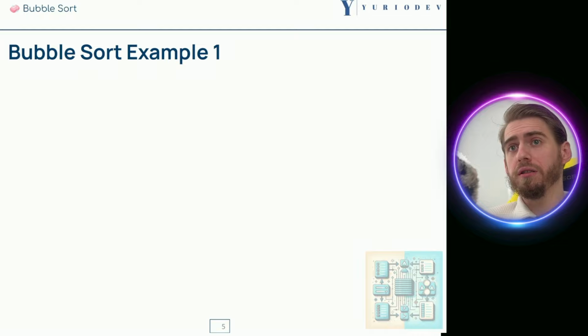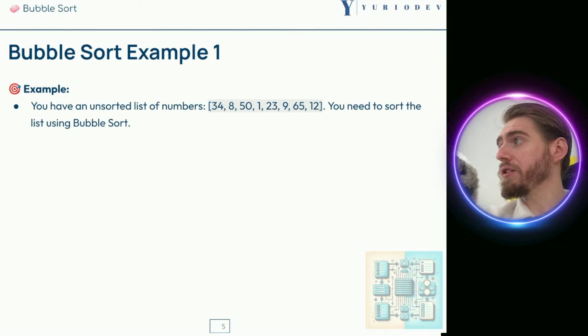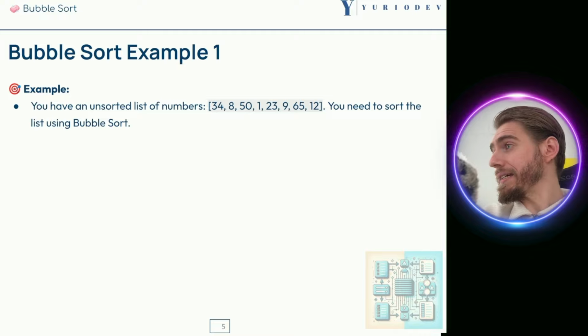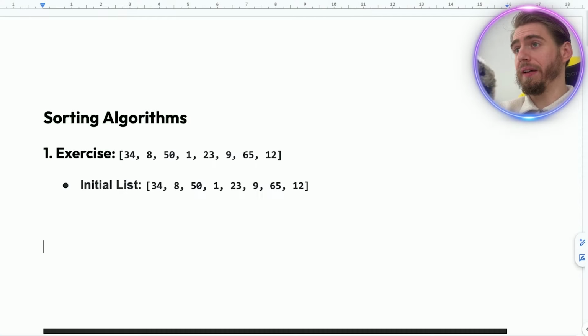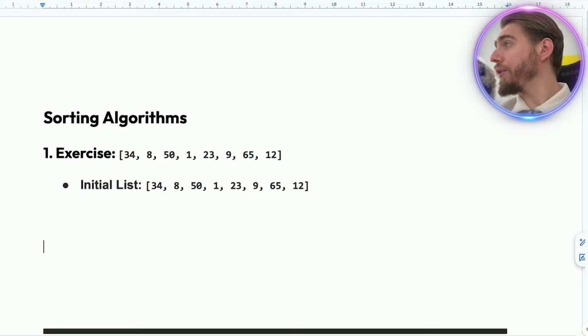So now we are going to have a look at the very first example, which says that we have an unsorted list of numbers. I selected 8 numbers, and we are going to sort the elements using bubble sort. So now let's switch our exercises. We are going to sort the next list, where we have the initial list: elements 38, 4, 51, 23, 9, 65. So how are we going to handle this problem?